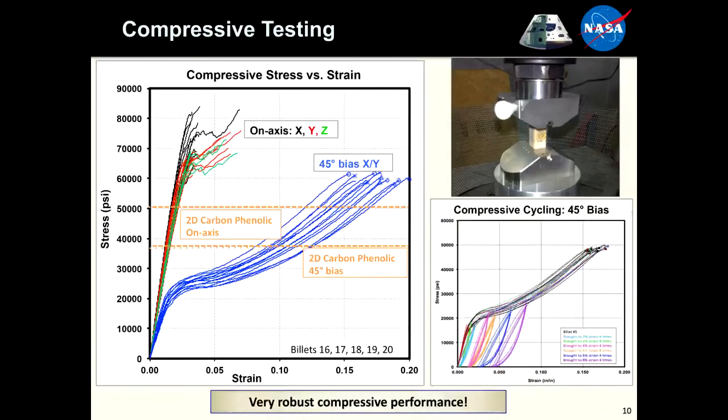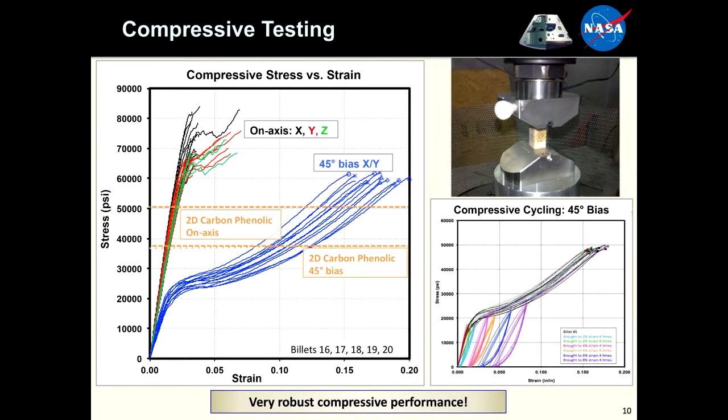Just a little bit on some of the properties here. This is a compression pad, so the compression strength is highly relevant. This is a stress strain curve shown here, and the black, red, and green lines show the on-axis compression stress strain curves for 3D MAT. And so we're receiving failures up here in the 60,000 to 80,000 pounds per square inch regime. That's quite high. That's good. For comparison, the 2D carbon phenolic material it replaces had an on-axis strength of about 50,000 pounds per square inch. So we've significantly gone above that.